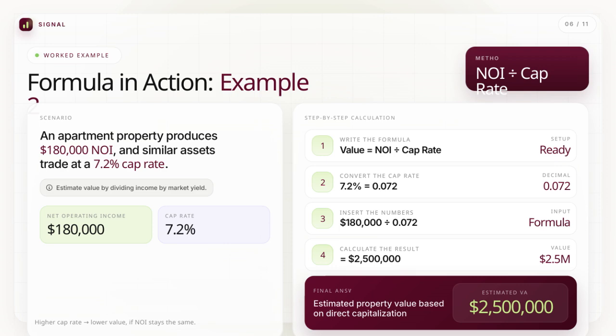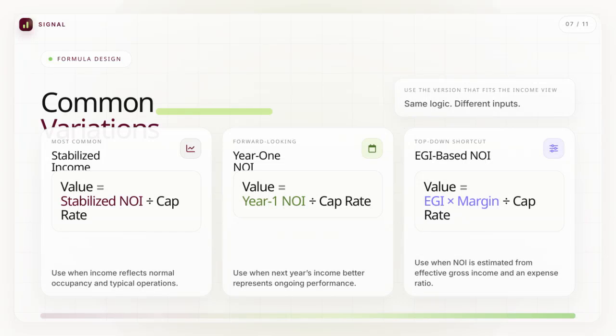Then, we plug the numbers into the formula: $180,000 divided by 0.072. When we perform the calculation, we get a property value of approximately $2.5 million. This shows how the direct capitalization method uses market yield to estimate value based on income. It's important to note that if the cap rate increases while NOI remains constant, the estimated value decreases, reflecting higher investor-required returns.